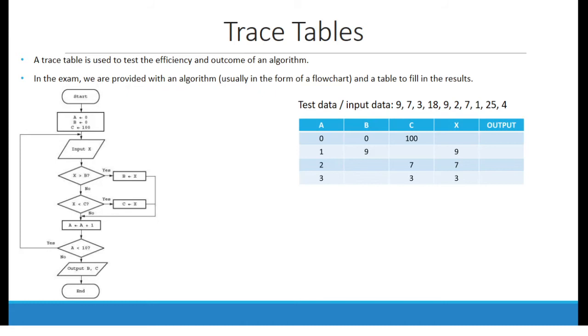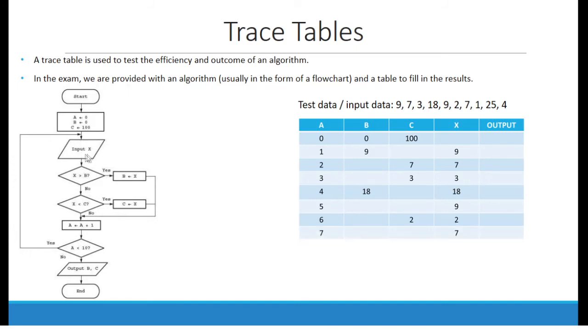Is x greater than b? Yes. So we write 18 and move all the way down. a is incremented by 1. Next, is x greater than b? Nope. Is x smaller than c? Nope. a is incremented by 1. Next, is x greater than b? No. Is x smaller than c? Yes. So we assign c as 2. a is incremented again.